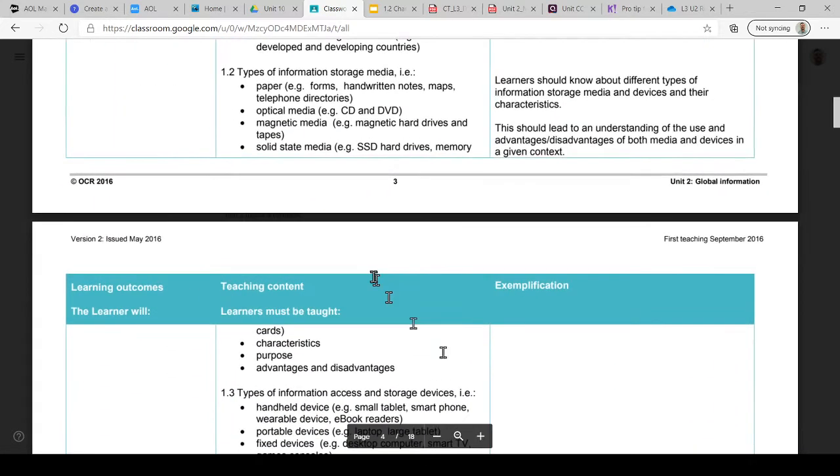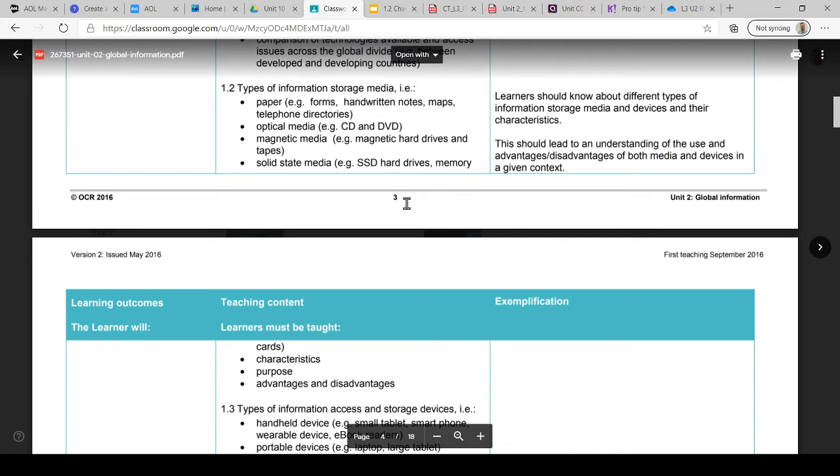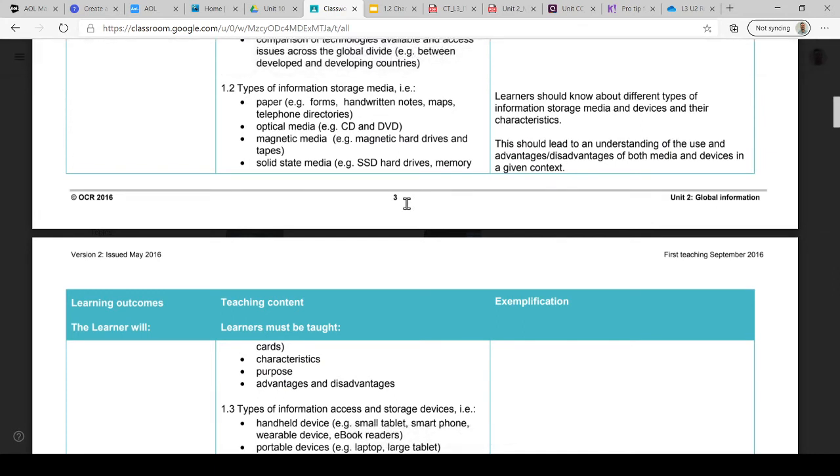And as you can see here, 1.2 moves on now to thinking about how information, regardless of who holds it, regardless of who the stakeholders are, they all have to store it somewhere. So 1.2 looks at the different types of information storage media.